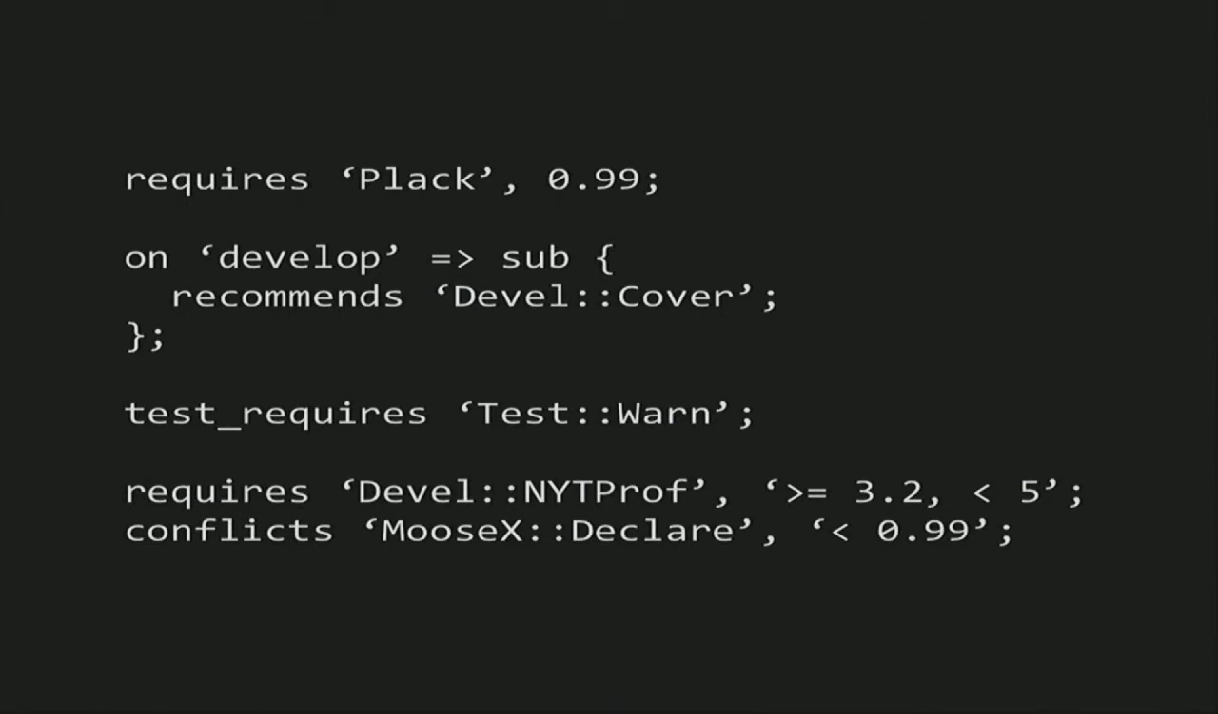And the last one is similar, but you can just say conflicts. If your system has a MOOS-X declare smaller than 0.99, it is a conflict, which means you have to upgrade to larger than 1.0 or just uninstall the modules. This is declaring conflicts. Again, this is not supported by the tool, but the syntax is available. So over time, the tools will support this, and you can detect these conflicts.